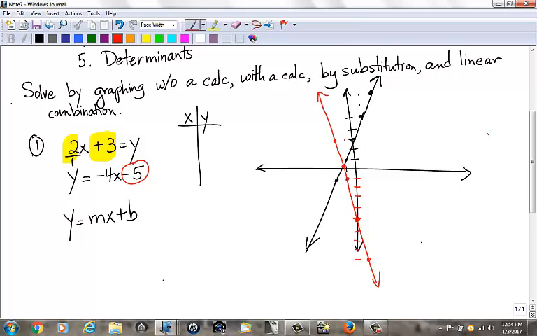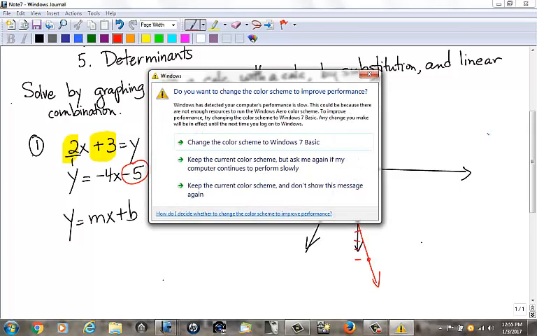Good. Okay, now we can find where it intersects. If you look right above the trace key on that top row where it says calc, use second function calculate. Second function calculate. Okay, and look at our choices. We know it's an intersection. So do number 5. Just press 5.